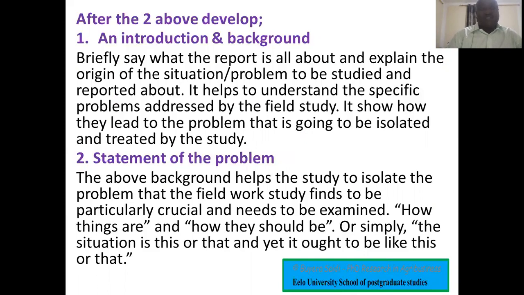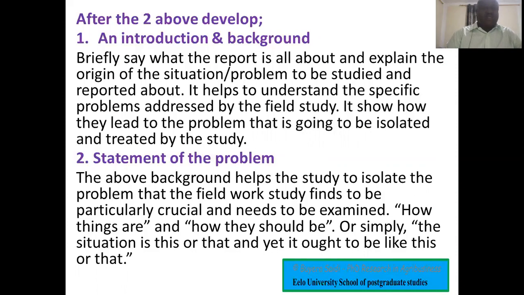You are to briefly say what the report is all about and explain the origin of the situation or problem to be studied and report about. This will help you to understand the specific problems addressed by the field study. It shows how they lead to the problem that is going to be isolated and treated by the study.